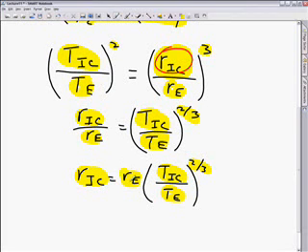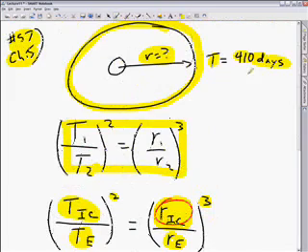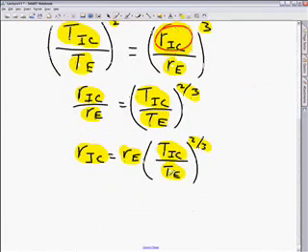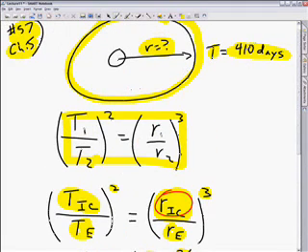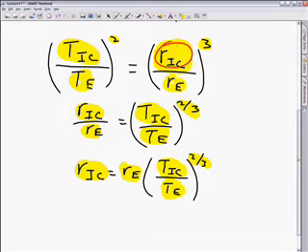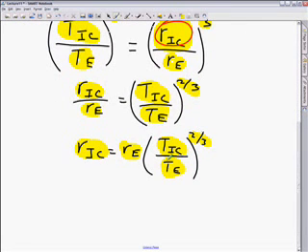Okay, so we know what the radius of the Earth is. The period of Icarus around the Sun is given as 410 days. We know the period of Earth around the Sun, and we'll probably want to put that in days also, so that the units of days cancel out before we take this 2/3. Okay, and that will give us the mean distance from the Sun for the asteroid Icarus.